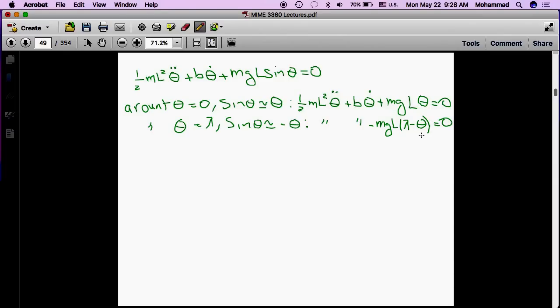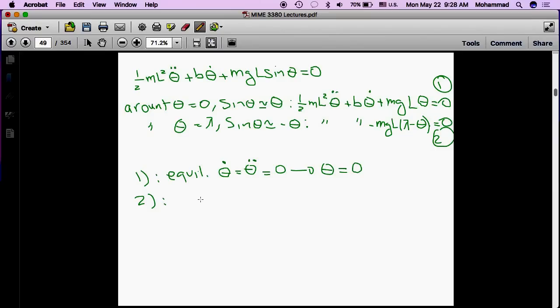Now, if you find the equilibrium from the first equation, you get theta equals what? Let's call this equation 1, and this equation 2. From the first equation, the equilibrium, which means you have to set theta and theta double dot equal to 0, would be theta equals what? Did you say 0? Yes. So equilibrium is theta equals 0.